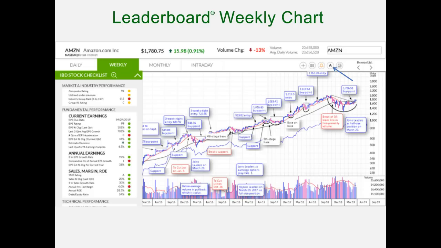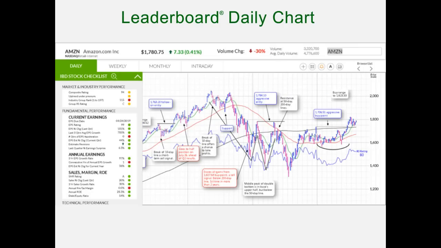And what about the daily? The daily, you're going to see more shorter term observations, and also sometimes the charts can look different on the daily. Sometimes you'll get different patterns appearing on the daily. And you'll also get the exact buy points and sell points there.